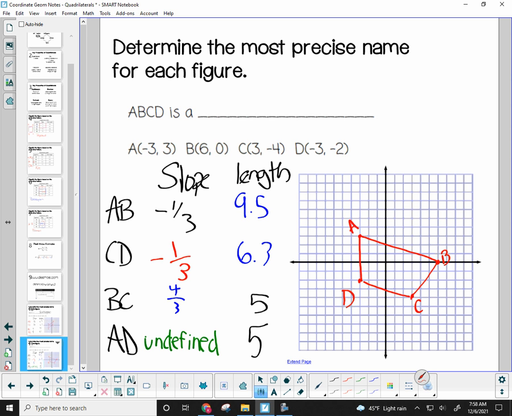Do you have enough time? Okay, so do we have any parallel lines? How many sets? One. So what kind of shape does it have to be? A trapezoid. So now we just have to figure out, is it an isosceles trapezoid? So we know these two sides are parallel. So are these two sides congruent? Yes, they are. So what kind of shape is this? An isosceles trapezoid. Is that okay?